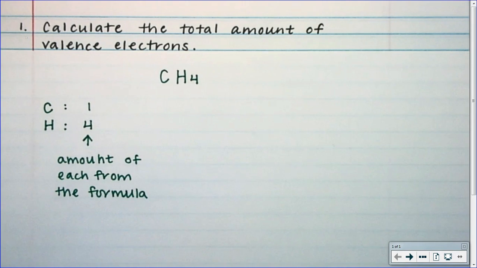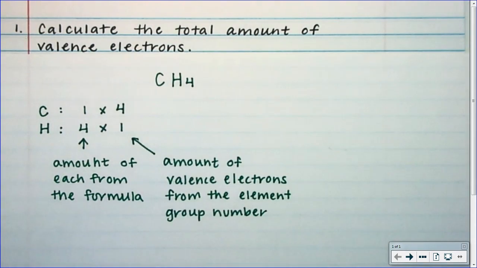We then need to multiply this by the amount of valence electrons, which we just went over from the periodic table. Here you can see the multiplication set up. Carbon is in group 14, cross out the 1, and then that's where the 4 comes from, so 4 valence electrons for carbon. And hydrogen's in group 1, therefore there is 1 valence electron for each hydrogen that is there.